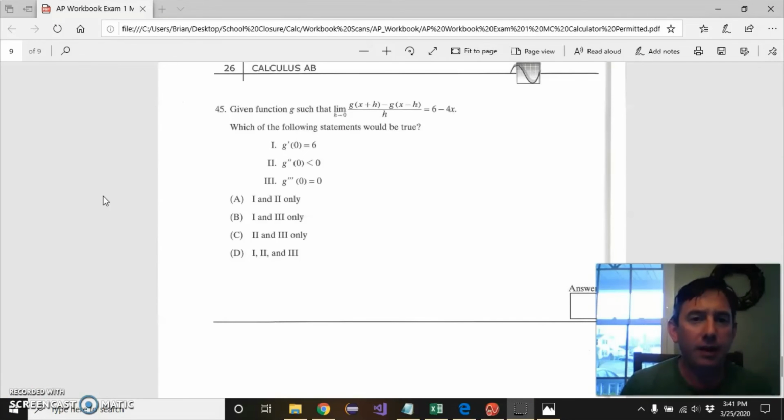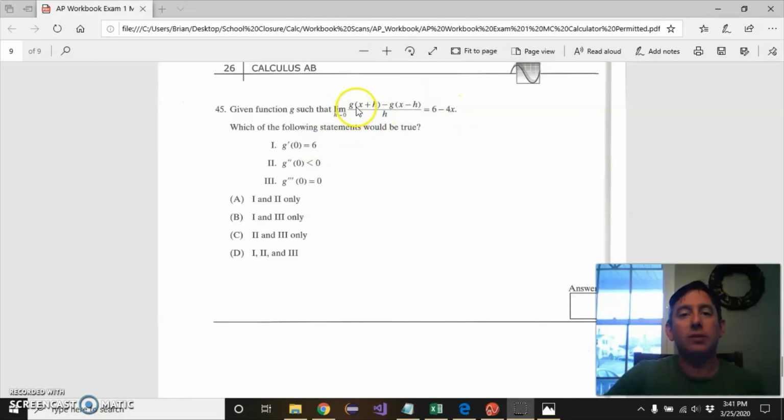Okay, number 45, we have a weird looking limit. It looks a little like our limit definition of a derivative, but not quite. It's some sort of symmetrical definition of a derivative, but it's nothing we need to know or worry about. We can go about this in a different way. So the limit as h approaches 0 of this weird thing equals 6 minus 4x.